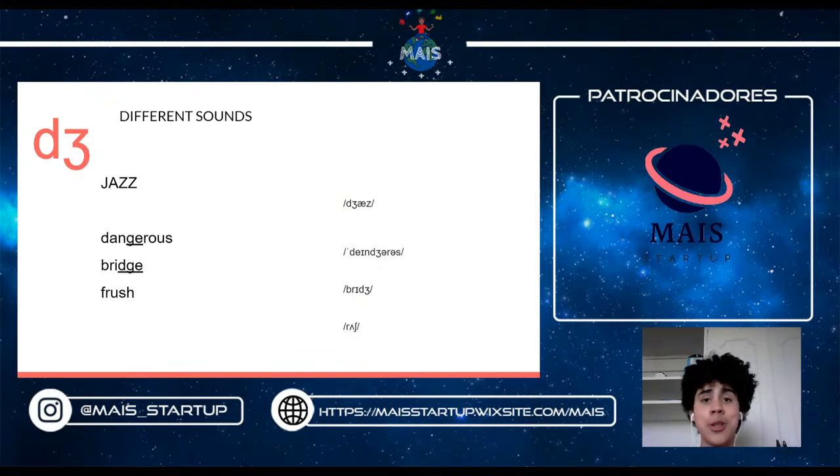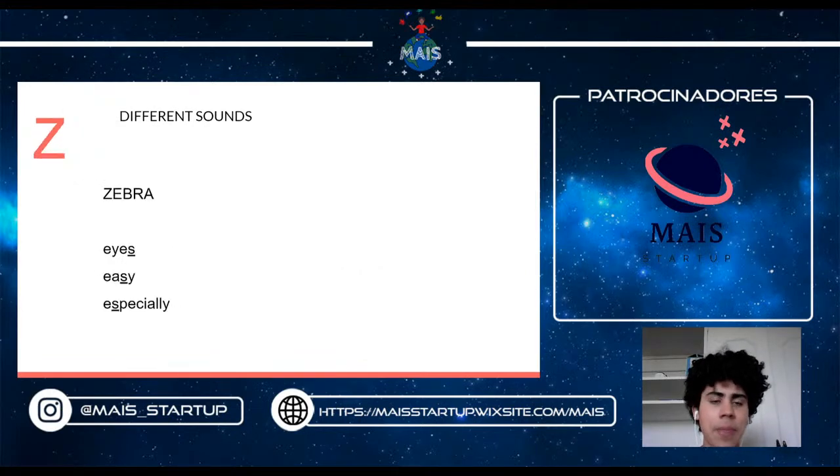Okay, we'll get you another example here. Zebra, Z. That's the phoneme that we are looking for. Zebra. Okay, easy. Z. Okay, we have that phoneme. Especially. Eyes. Zebra. Especially.